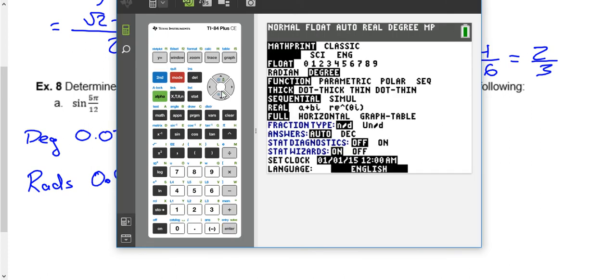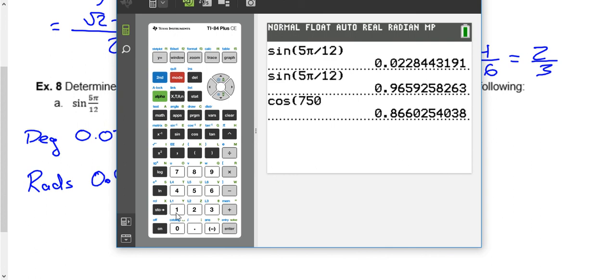Last one here, cosecant 2 pi over 3. Again, if I'm seeing a pi, I got to switch back to radian there. Cosecant is 1 divided by sine. That's what cosecant is. I have my 2 pi over 3 there. So my answer to 2 decimals, 1.05.